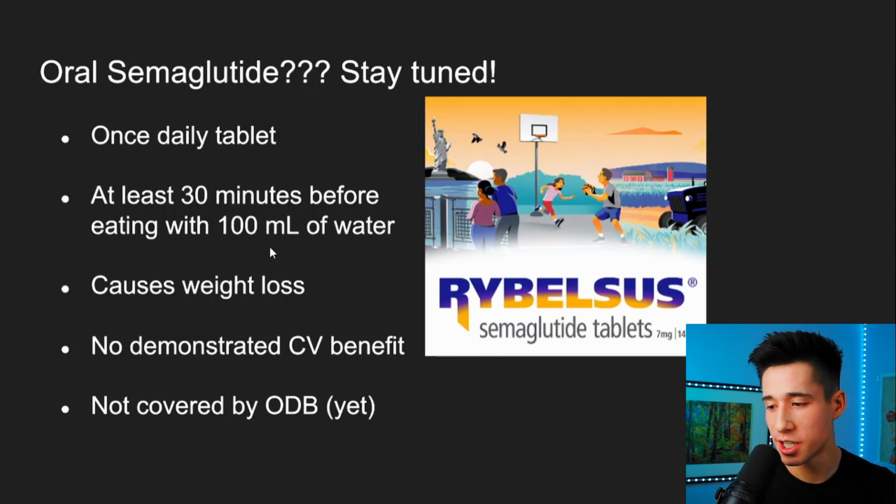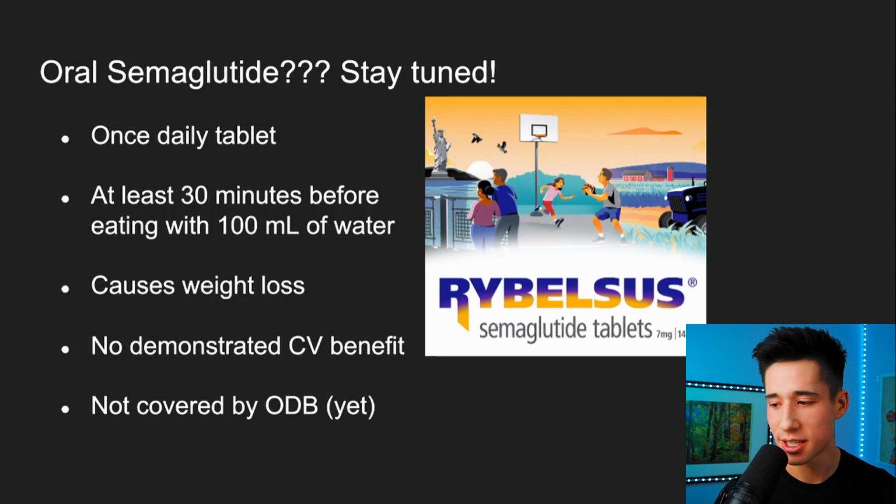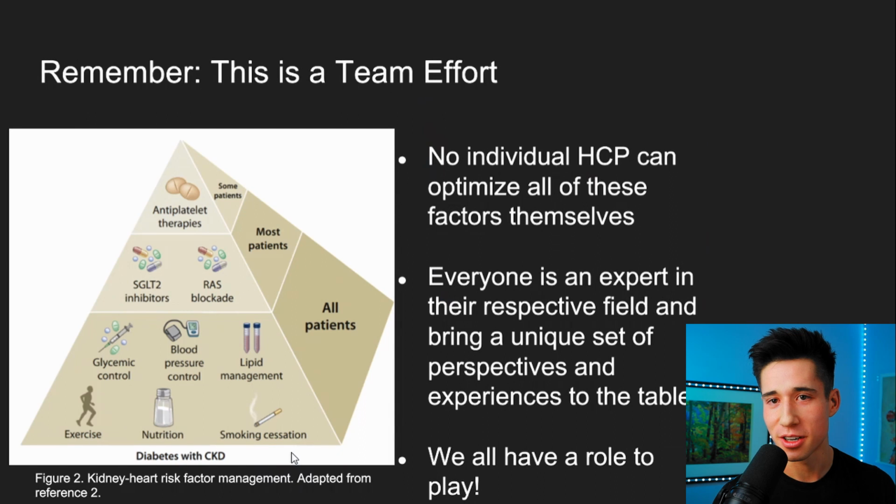It's got to be 100 mils of water 30 minutes before eating. What does it do? Fortunately, like its injectable brother, it causes weight loss. Unlike the injectable version of semaglutide, it does not have demonstrated cardiovascular benefits, unfortunately. If you take a look at the data, you can kind of see that it's leaning towards cardiovascular benefits, but it's just not quite there to be statistically significant. So no CV benefits. It's not covered by the Ontario Drug Benefits, and I guess it would be extremely expensive, but we'll see if it gets covered. It would be nice. It would be a nice option for patients who don't want to inject themselves, right?